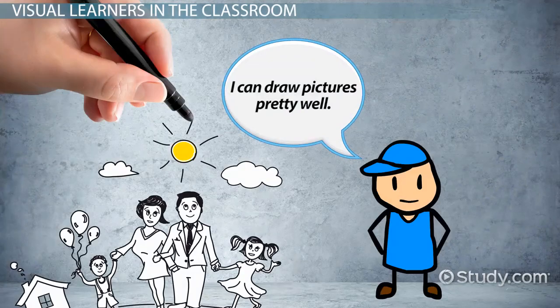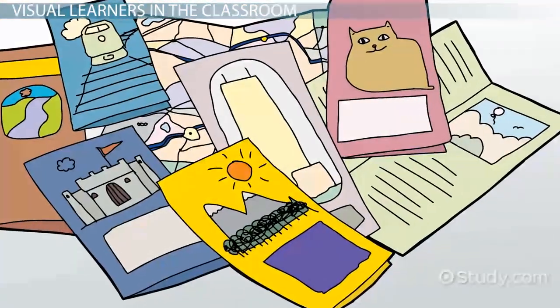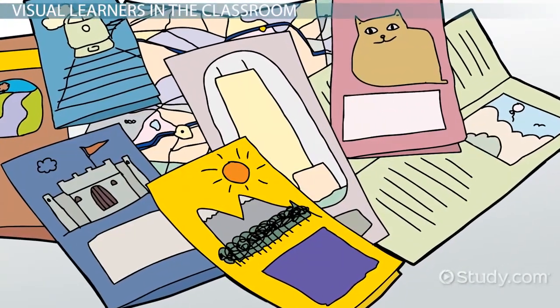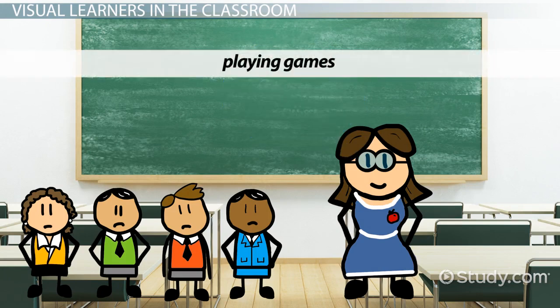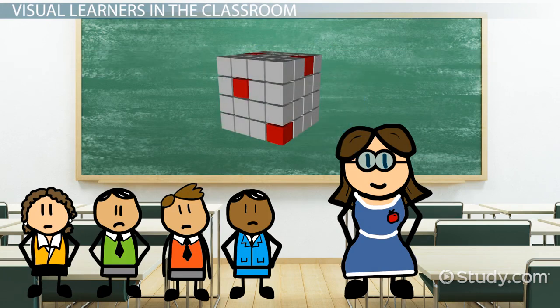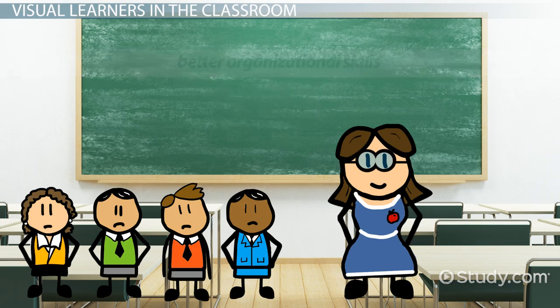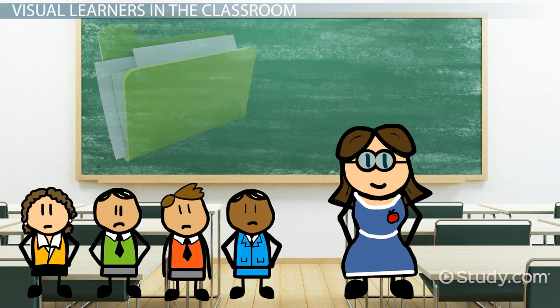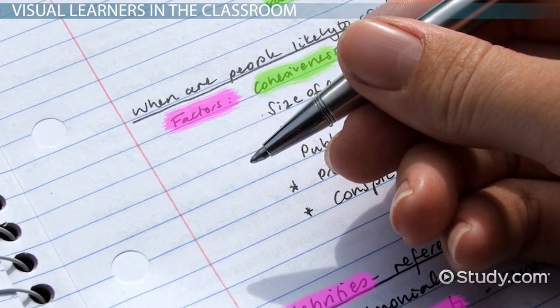Although visual learners have some very strong characteristics, they also have weaknesses, specifically with organization and time management. Teachers can try to help visual learners work around their weaknesses by playing games when information being learned is sequential or logical, helping students develop better organizational skills, use of binders, folders, and so on. Teaching students to map their thoughts before beginning complex writing assignments.